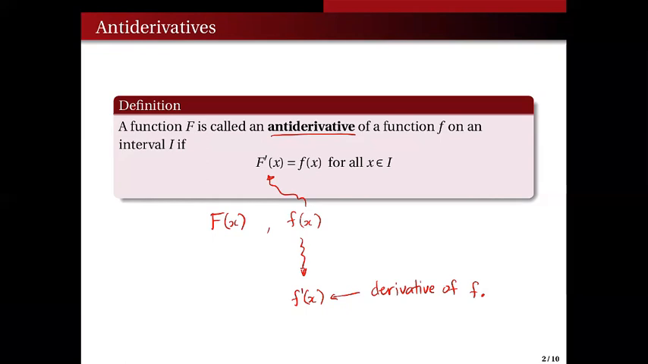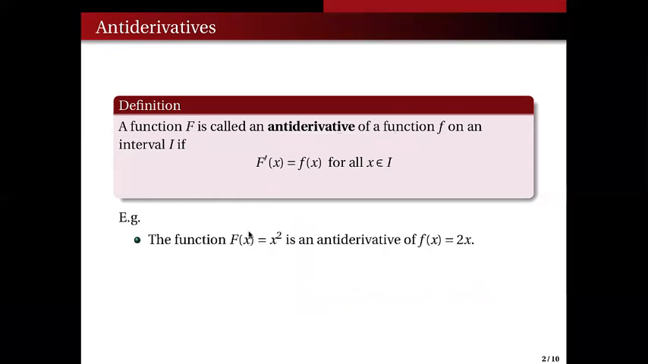So for example, if we look at this capital F of x to be x squared, take note that capital F prime of x is equal to 2x. So, if your small f of x is equal to 2x, then capital F of x is an antiderivative of small f of x. So you have capital F of x, you get the derivative of capital F of x, that will become your small f of x.